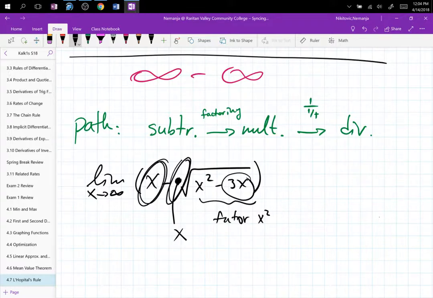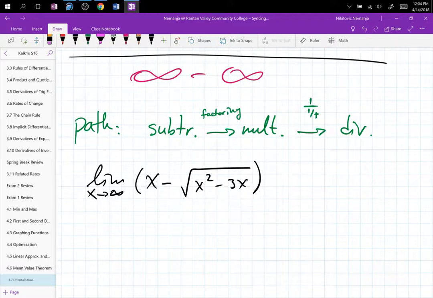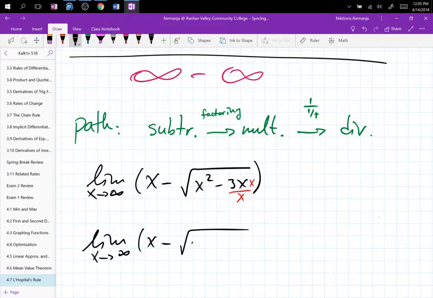Right. Okay. So my job with all of this backwards thinking is to make this into 3x squared somehow. And that's obtained very easily by multiplying top and bottom by x. That's that. And there's your 3x squared. Well, I just need x squared. So as soon as I do that, limit x goes to infinity, x minus square root of x squared minus 3x squared over x.